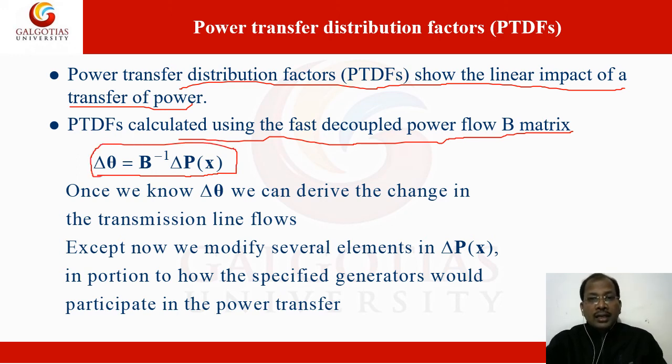Once we know the del theta, we can derive the change in the transmission line power flow. Now we have to modify several elements in del P in proportion to how the generation would participate in the network. In the previous case, we only considered the Kth bus, and the rest of the terms were 0. But in this case, we have to consider what the generators' roles are in the network. Based on this, we calculate the power transfer distribution factors. The same process applies, only the derivation of the del P matrix needs to be considered here.